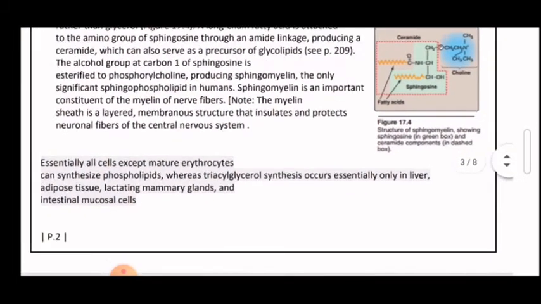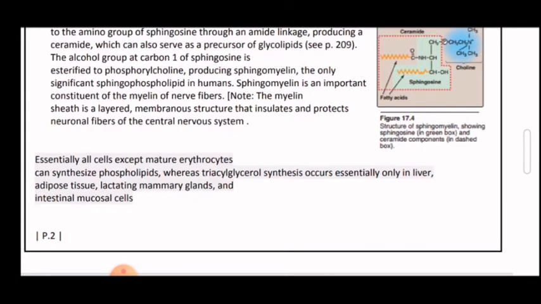Here is an important note: all cells except mature erythrocytes can synthesize phospholipids. However, triglycerides, which are another type of lipids, are synthesized only in liver, adipose tissue, lactating mammary glands, and intestinal mucosal cells.